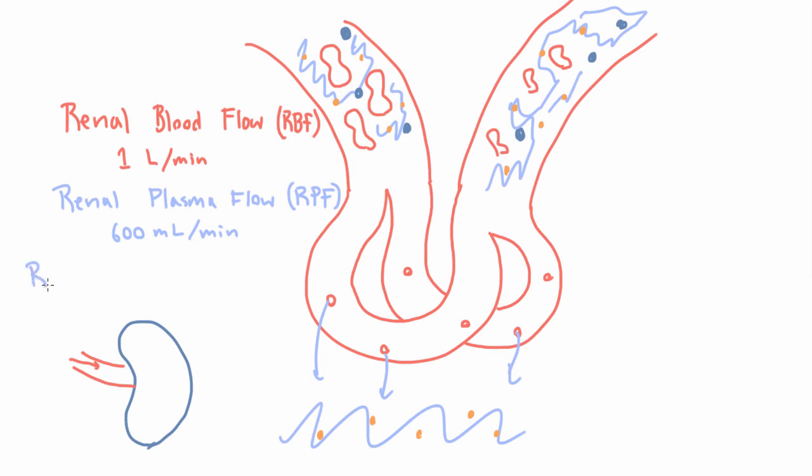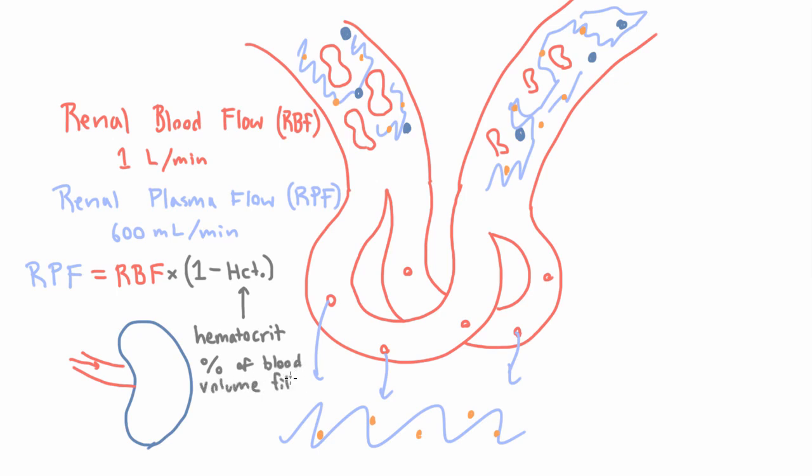And if you want to be more precise, you can actually calculate renal plasma flow. What it's equal to is the renal blood flow times the fraction of blood volume which is plasma. And that is actually 1 minus something we call hematocrit. So let me write that out for you. This is hematocrit. And hematocrit is the percent of blood volume that's filled by red blood cells. And it's usually about 40 to 45%. And so if hematocrit is the percent of blood volume that's filled with red blood cells, then 1 minus hematocrit is the percent of blood that's filled with plasma, that's not filled with red blood cells.